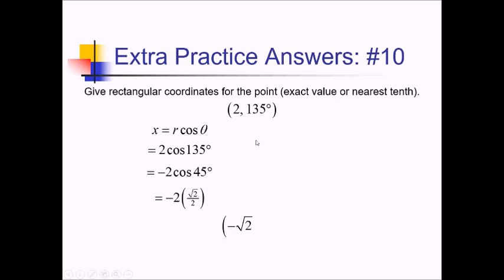Now for the y value, which is r times the sine of theta. That's 2 times sine of 135. Same reference angle, 45 degrees. Sine is positive at 135 because we are above the x-axis, and sine represents the y value of the angle. So this is going to be positive 2 times the sine of 45 degrees. Sine of 45 is also root 2 over 2. So these 2's cancel. We have positive root 2 then for the y value.